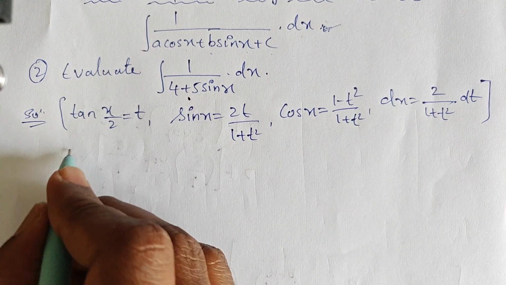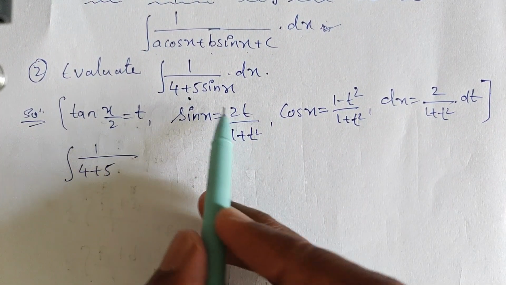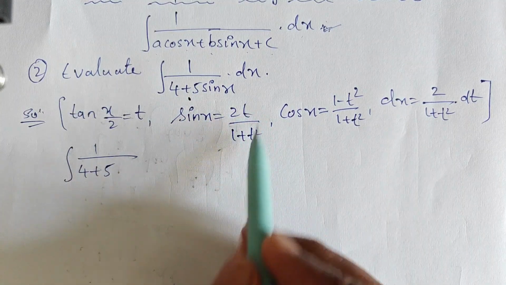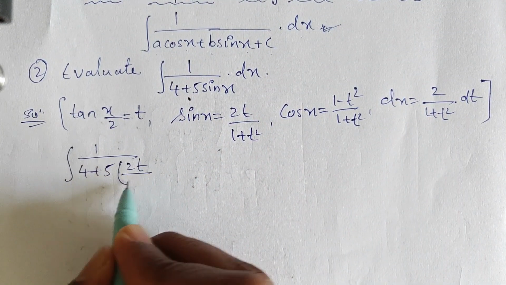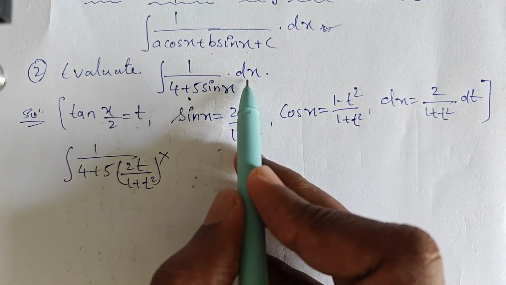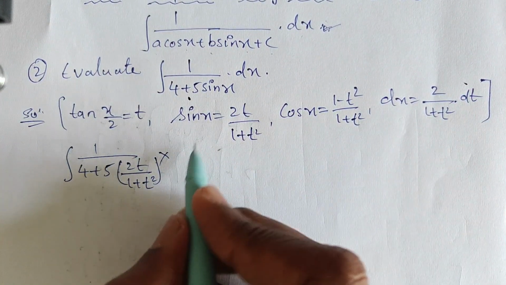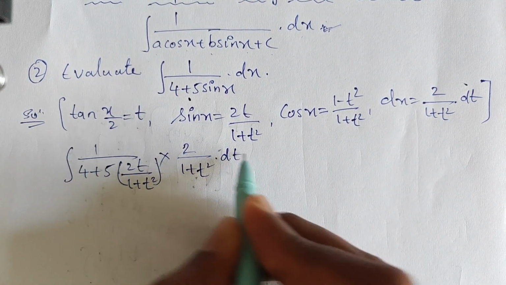So what we get, integral 1 divided by 4 plus 5. So in the place of sin x, can I write 2t by 1 plus t square? So I'm writing as 2t divided by 1 plus t square into dx. In the place of dx, what we have to write? This we have to write, that is 2 divided by 1 plus t square into dt.